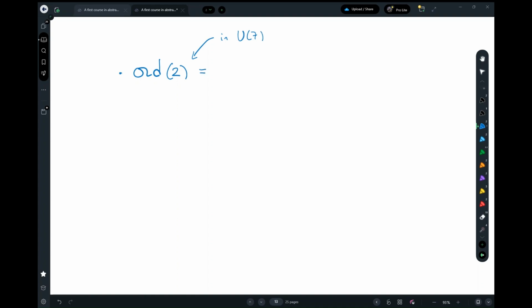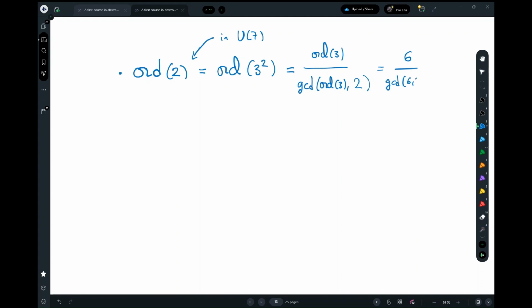Well, 2 we just found is the same as 3 squared. And the formula tells me that the order of a power of 3 will be the order of 3 divided by the GCD of the order of 3 and the power that I'm using, the k, which in this case is the power of 2. The order of 3 was 6, and then this is the GCD of 6 and 2. The GCD of 6 and 2 is 2, so this is 6 divided by 2, so it's 3. So the order of 2 is 3.